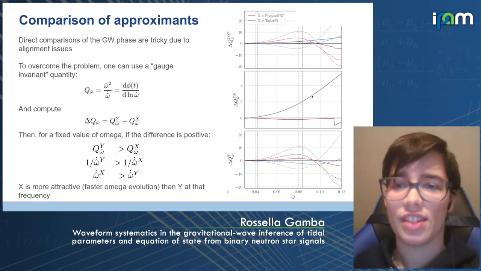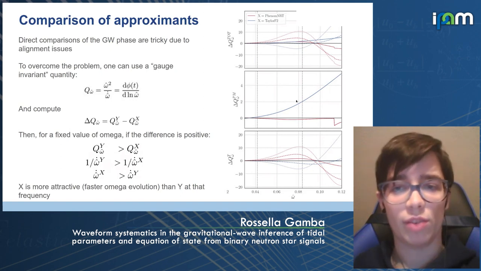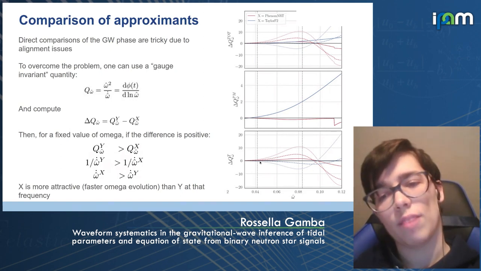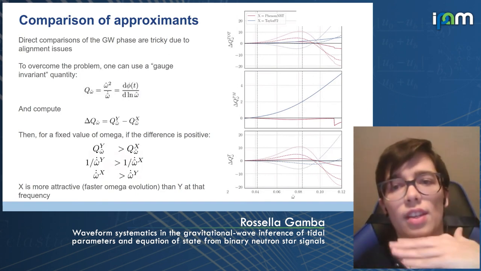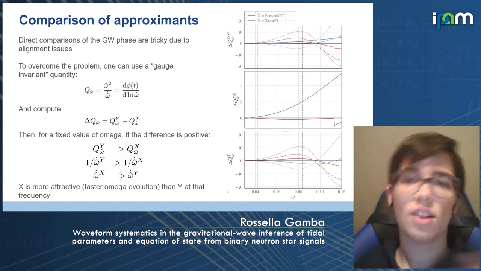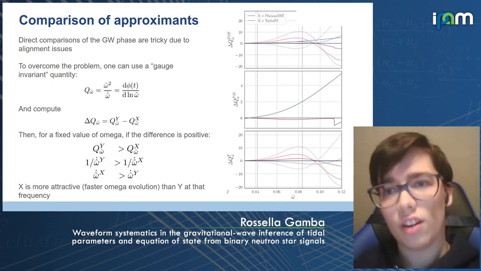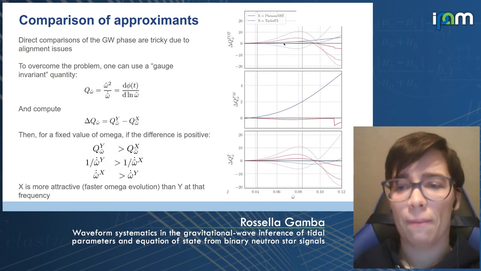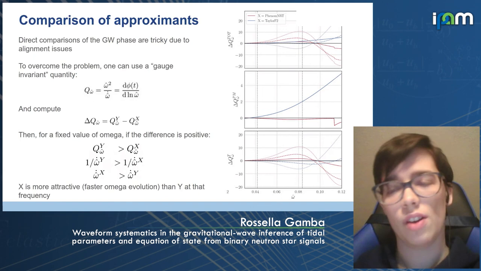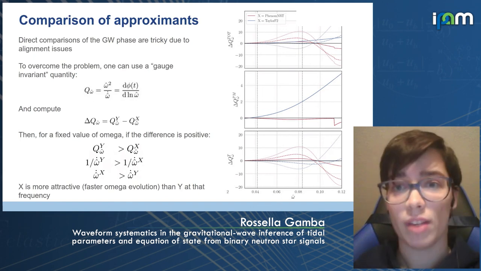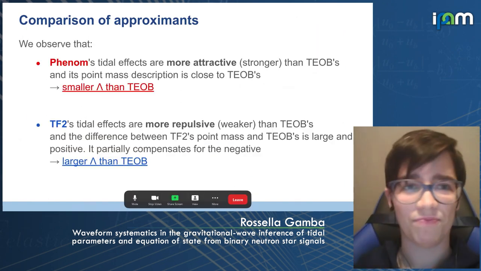However, the interesting thing here is that while the point mass becomes larger and larger than zero as the frequency increases, for Taylor at least, you have a tidal contribution which is negative, which means that the sum of the two things can, in some specific case, compensate and give you a delta Q omega, which, again, in total, is close to the EOB one. So if you are lucky, you might get that your TaylorF2 approximant actually does give you a good representation and it's very, very in agreement with TEOBResumS, for example, just because of a compensation of these two effects.